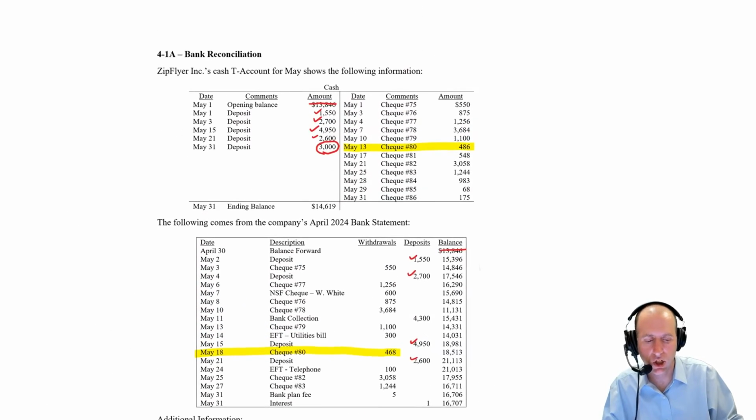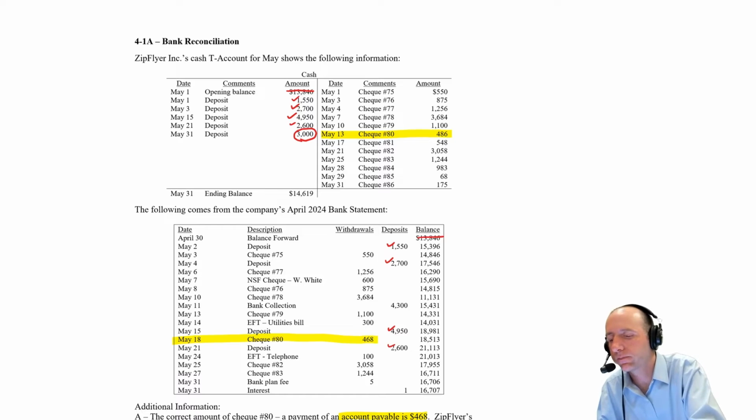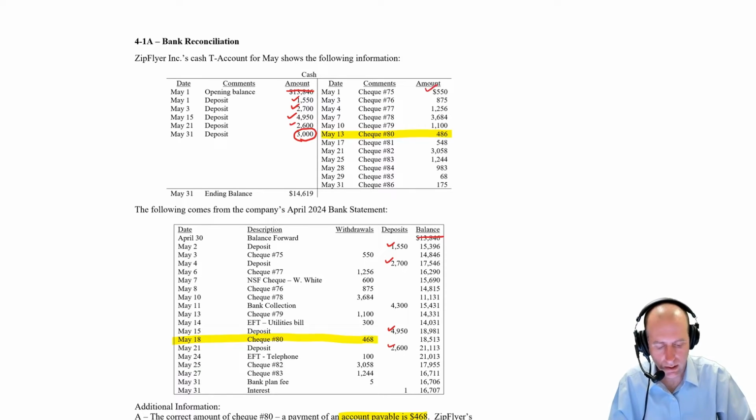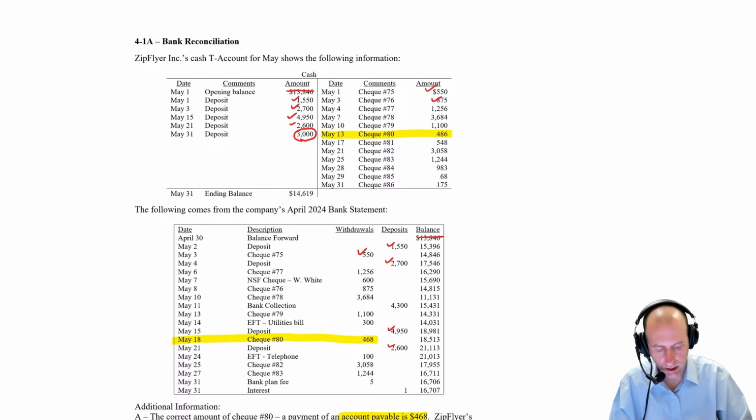Let's see if there are any checks that I've recorded that the bank doesn't know about. Okay, so check number 75 for $550. Yeah, the bank knows about that check. For $875, yep, the bank knows about that check. Check for $1256. Yes, I see it there. A check for $3684. Yes. Check for $1100. Yes.